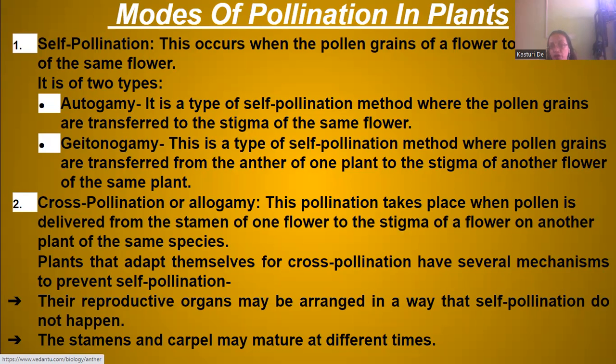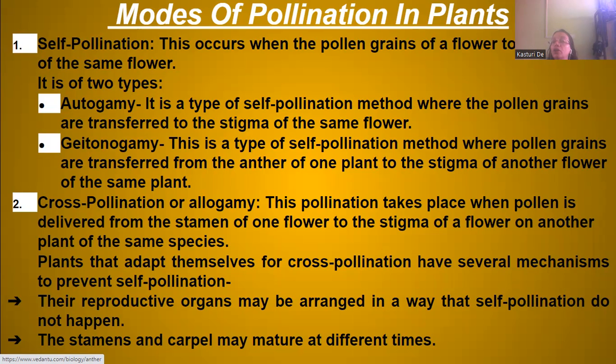Now we come to self-pollination. What is self-pollination? When the pollen grains of a flower are transferred to the stigma of the same flower, that is known as self-pollination. Either it is the same flower or it can be a flower of the same plant.